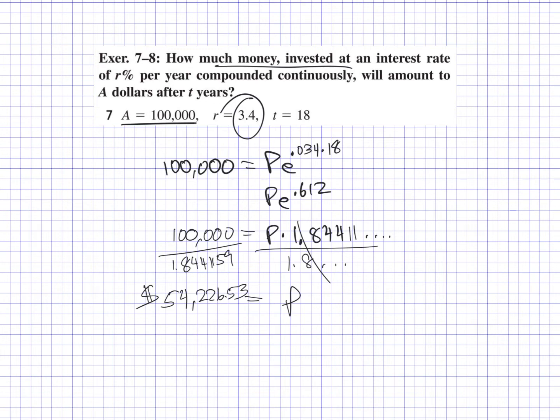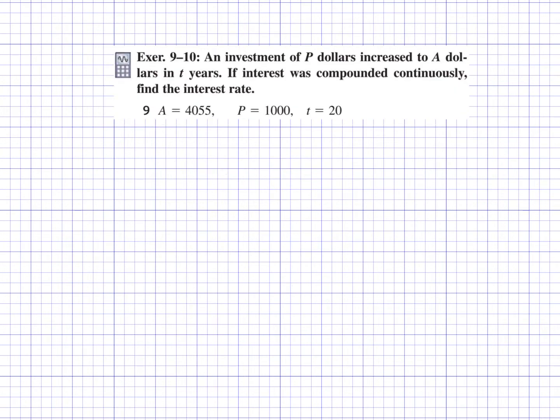That's actually pretty good. So if you can get $54,000 and you can get that interest rate in 18 years, your kids' college somewhat will be paid for. Not all of it, but some of it.